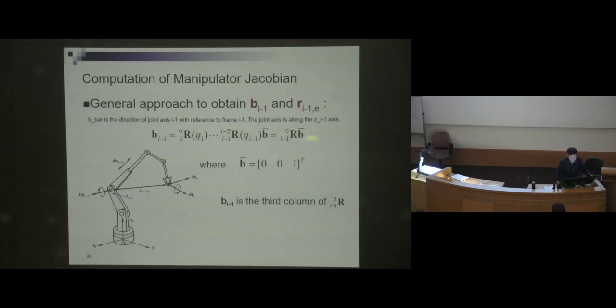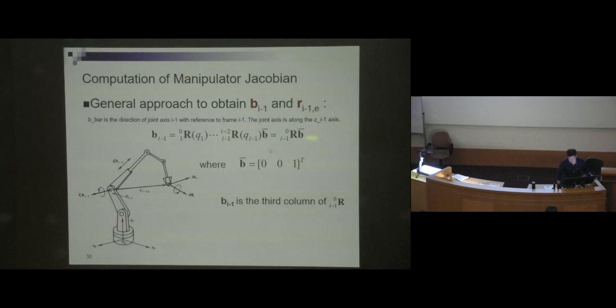So the b i minus 1 over here is equal to your 0 1 R q1 multiplied by up to i minus 2, i minus 1 R q, i minus 1 times b bar. So the b bar over here is the direction of the joint axis i minus 1 with reference to the frame i minus 1. So the joint axis is actually along the i minus 1 axis. So we know that b i minus 1 is equal to 0 i minus 1 R times b bar. So this is obvious. So the b bar over here is essentially a column vector of 0, 0, 1.